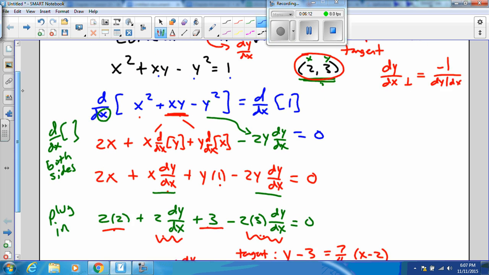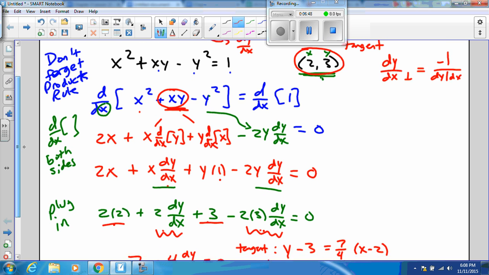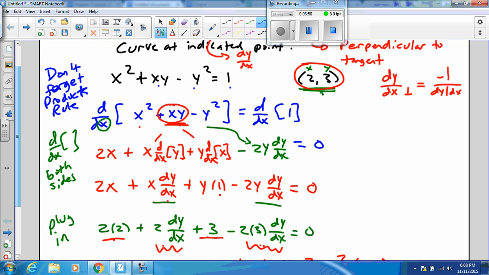So there were really two issues that I wanted to bring to your attention here that I want to reiterate now. And the first is, don't forget the product rule. It is very, very easy for students, because they are focusing so hard on implicit differentiation, that when they get to the product right here, they just try to take the derivative of x times the derivative of y and be done. No, never. Always first times the derivative of the second plus the second times the derivative of the first. So that's the first thing. Do not forget the product rule.